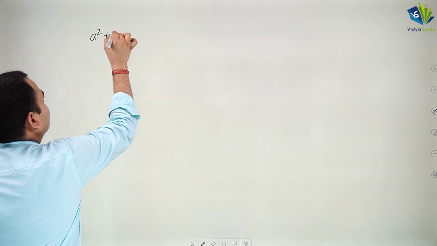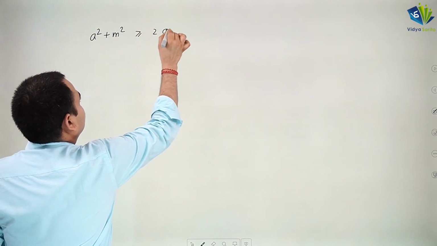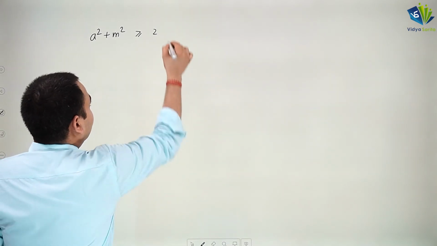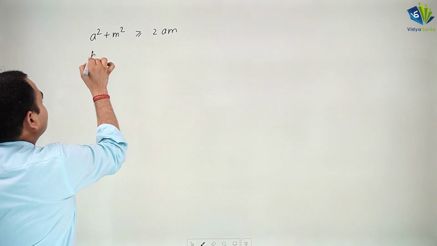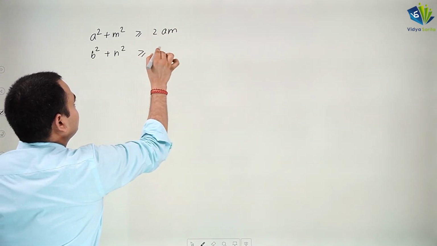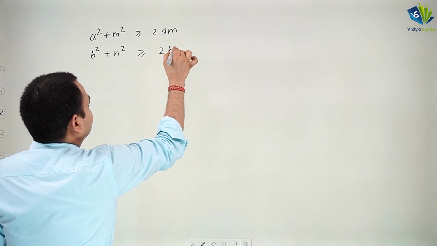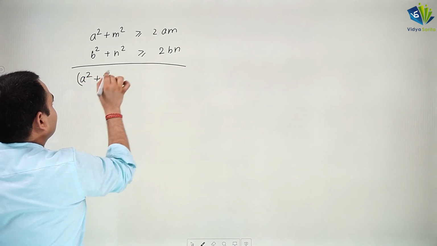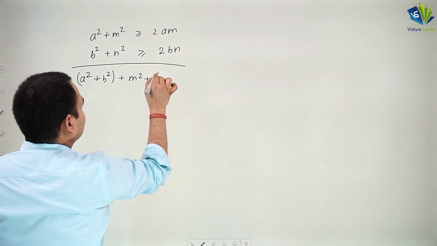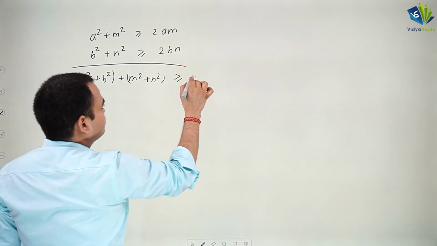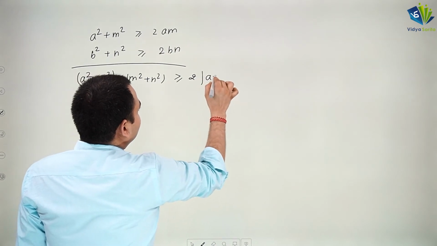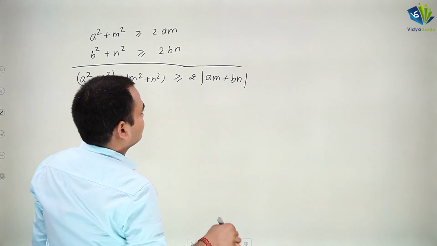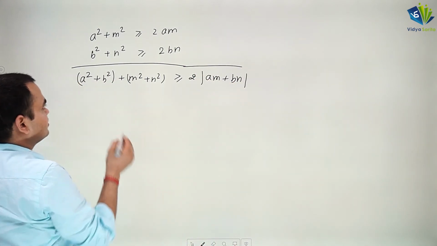So above it is m square greater than or equal to 2 times am, and below it is b square plus n square greater than or equal to 2 times bn. If we add these two, we get a square plus b square plus m square plus n square greater than or equal to 2 times, and we can write here am plus bn with mod. No problem, because these two are positive quantities, and if you put mod over here, no problem.